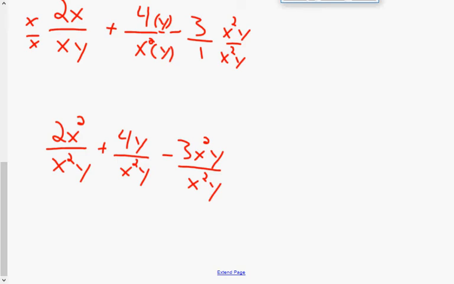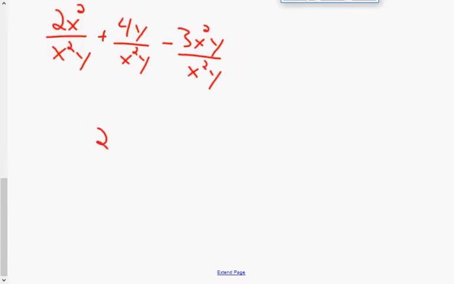So now I have a common denominator, I've done all my multiplication. Now, can I combine any of the terms up top, or any of them like terms? No. No, so they all have to stay. So it's just going to be 2x squared, all over.